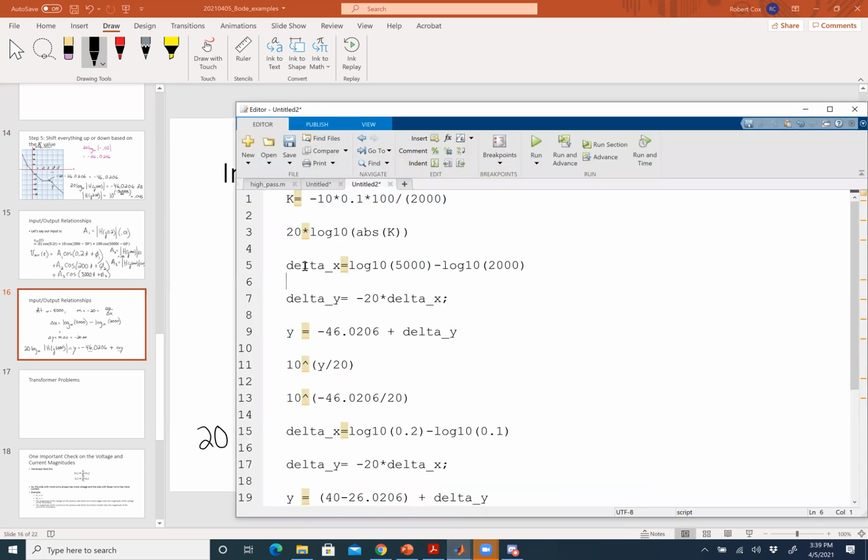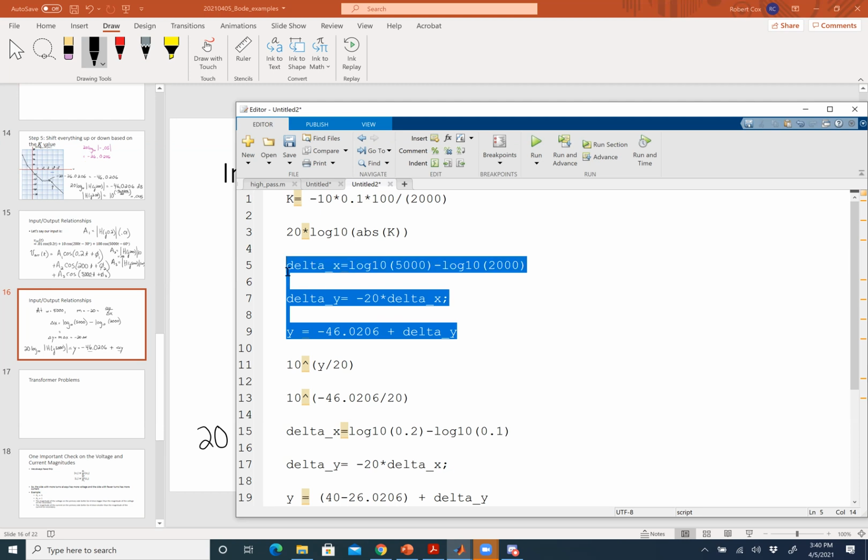Okay, so what did I do here? All right, here's my delta x. Now in MATLAB, the command log means what ln is on your calculator. I always say log 10 because I'm trying to very explicitly say I mean the base 10 logarithm. So in MATLAB that's log10. I say log10 of 5000 minus log10 of 2000. That's a delta x value. My delta y value is negative 20 times that because the slope was negative 20. And then I take that negative 46.0206 and add that to my delta y.